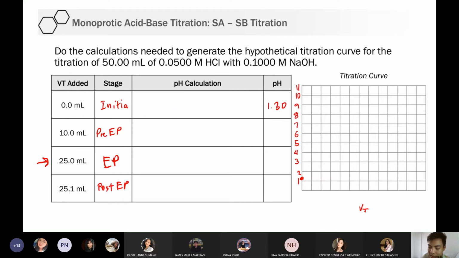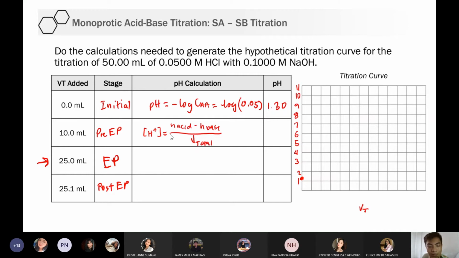Okay, so let me summarize this slide. Initial pH equals negative log concentration ng acid, or negative log 0.05. Kuha natin 1.30. Yun na yun. May sagot ka na, may 1 point ka na. Next one, pre-equivalence point. Anong equation gagamitin dito? The equation that is needed is ito. Concentration H plus equals mole acid minus mole base added divided by the total volume.